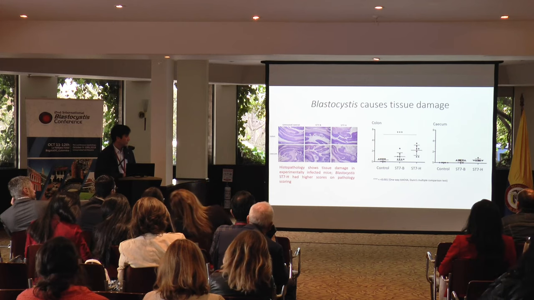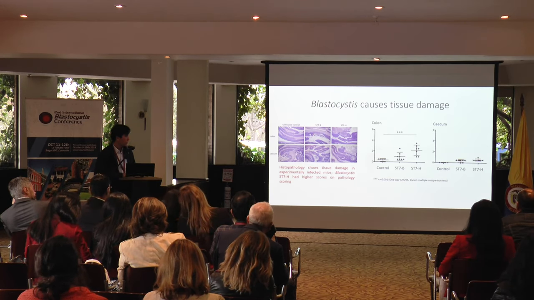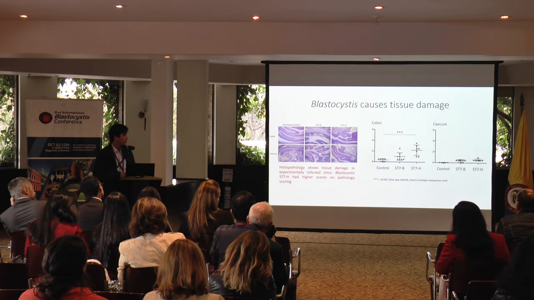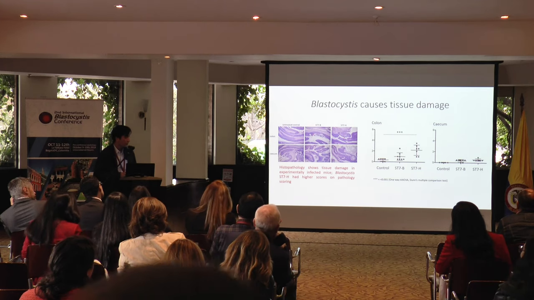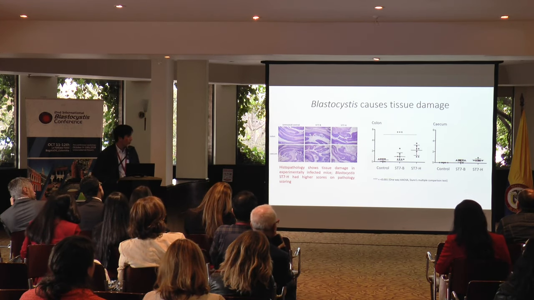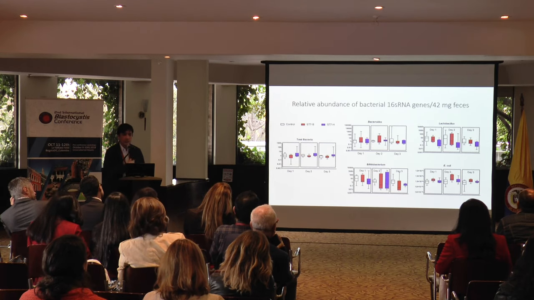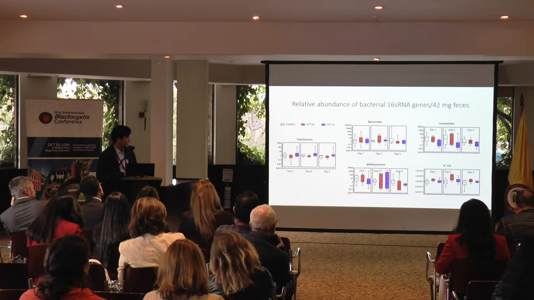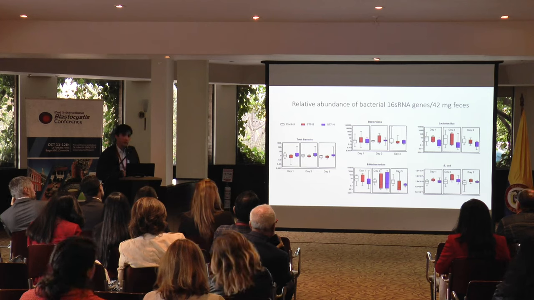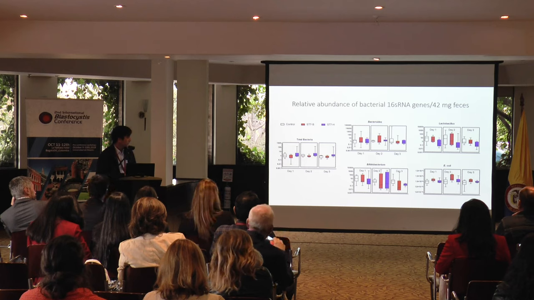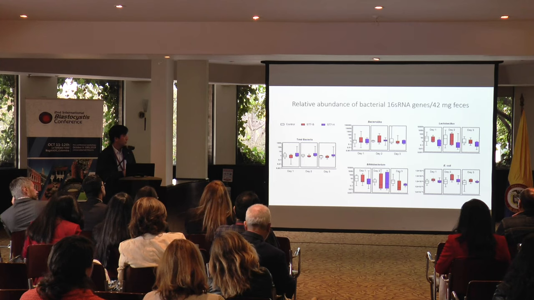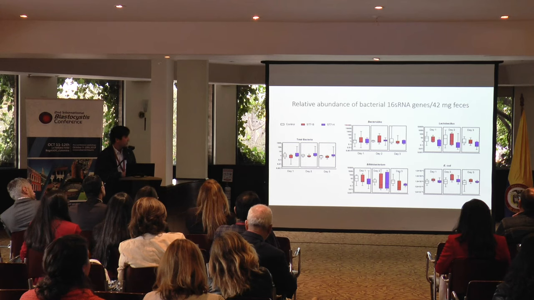Histopathology shows tissue damage in experimentally infected mice, and blastocystis subtype 7H had higher pathology scores, as you can see from here. But the most important results in this study in relation to my project: these are all normalized to before surgery of the fecal samples, and in terms of total bacteria, there's not much change in the relative abundance of bacterial 16S RNA genes per 42 milligrams of feces.